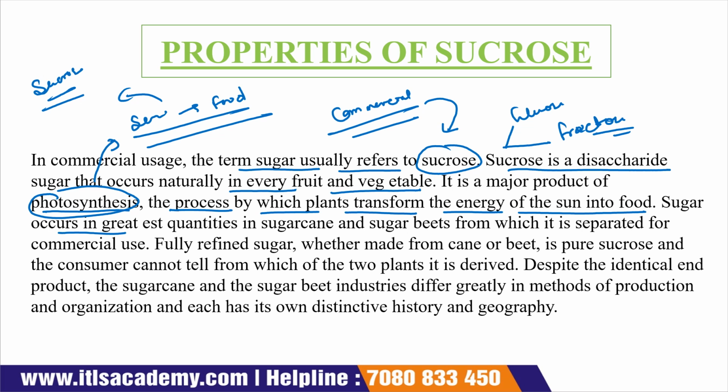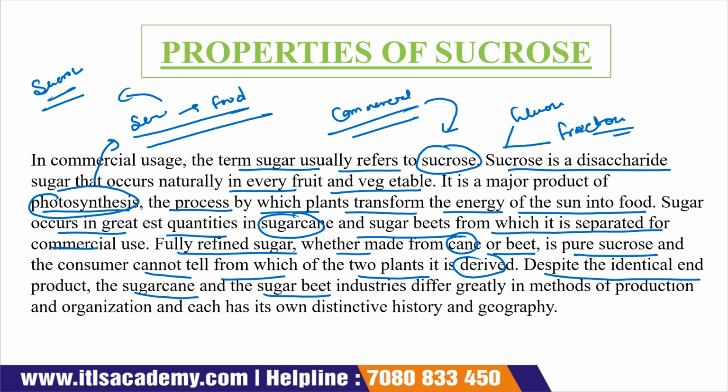Sugar occurs in the greatest quantities in sugarcane and sugar beet, from which it is separated for commercial use. Fully refined sugar, whether made from cane or beet, is a pure form of sucrose, and a consumer cannot tell from which of the two plants it is derived. Despite the identical product, the sugarcane and sugar beet industries differ greatly in methods of production and organization. Each has its own distinctive history and geography.